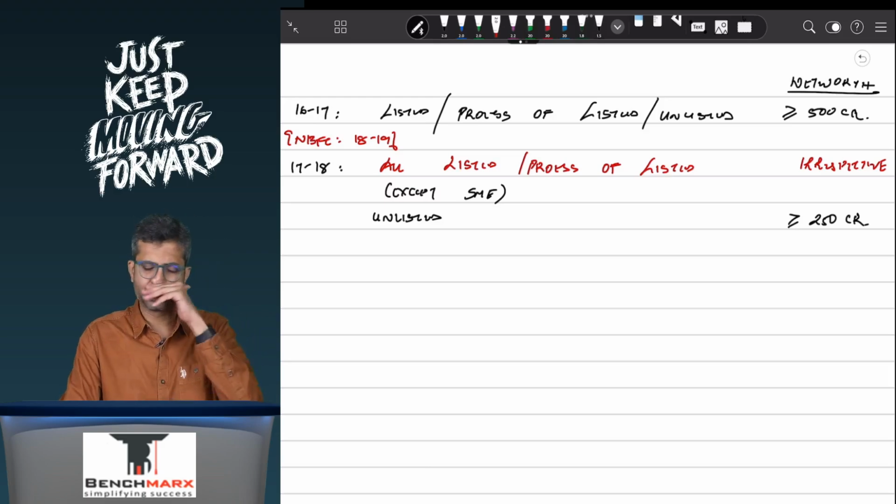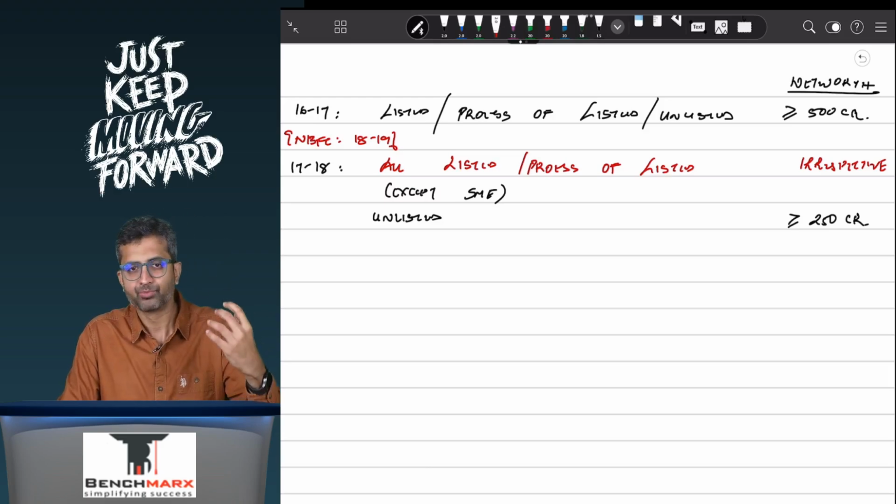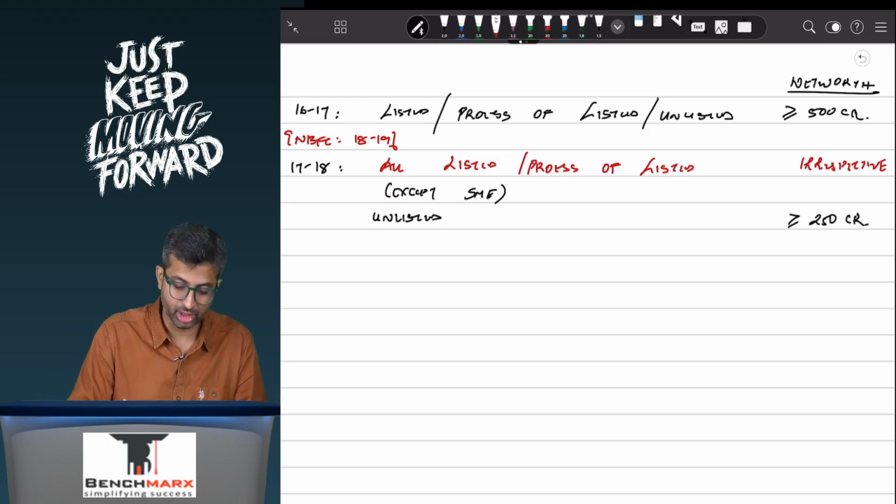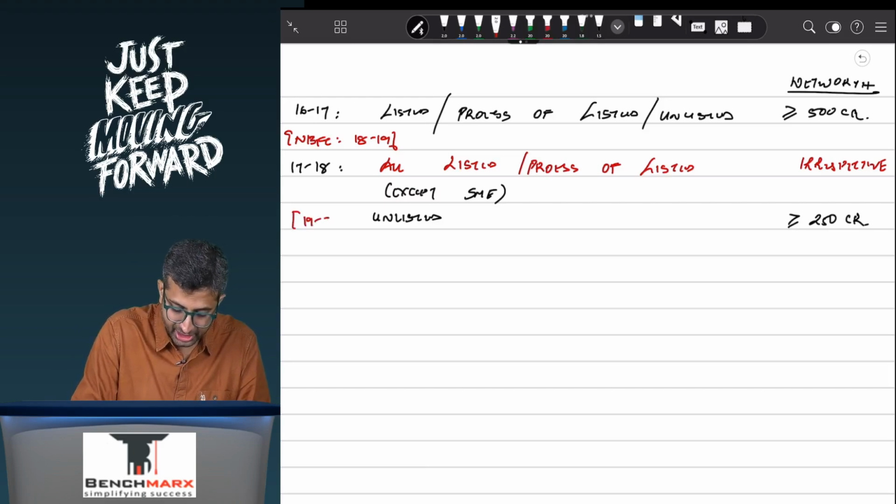All listed NBFCs, so as we speak, Bajaj Finance, Sundaram Finance, Cholamandalam Finance, Mahindra Finance, all of them are listed, irrespective of the net worth, will follow Ind AS with a 2-year lag, let's say from 19-20 for an NBFC.